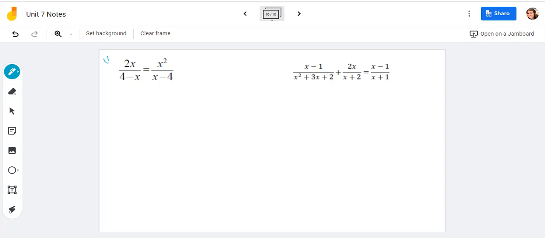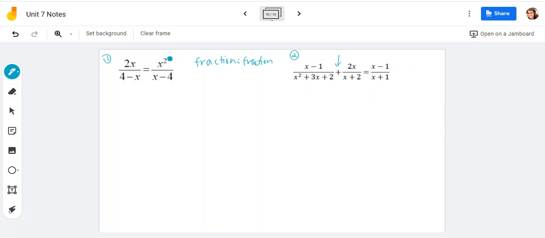You might see some like this first one, where there's just one rational expression on each side. So it's a fraction equals a fraction. Whereas some other ones you might see look like this second one over here, where there's some addition going on the left side, and then there's a fraction on the right side. So we've got multiple terms in the second one on the left side.